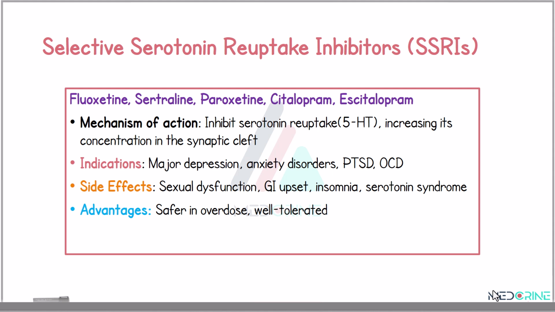The SSRIs are indicated for depression, anxiety, post-traumatic stress disorder, and obsessive compulsive disorder. The common side effects associated with SSRIs include sexual dysfunction, gastrointestinal upset, insomnia, and the risk of serotonin syndrome. Generally, the SSRIs are safer in overdose than other classes of antidepressants.